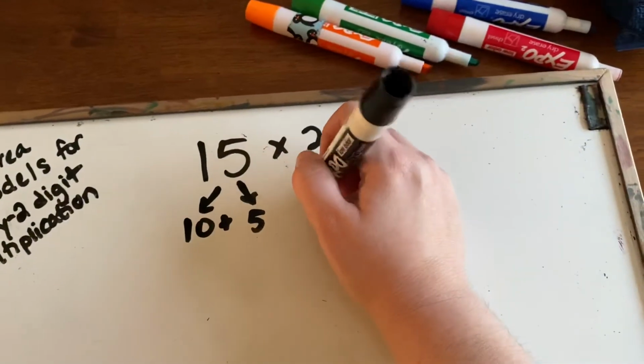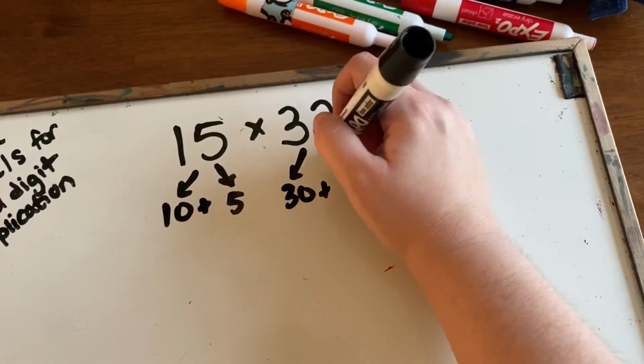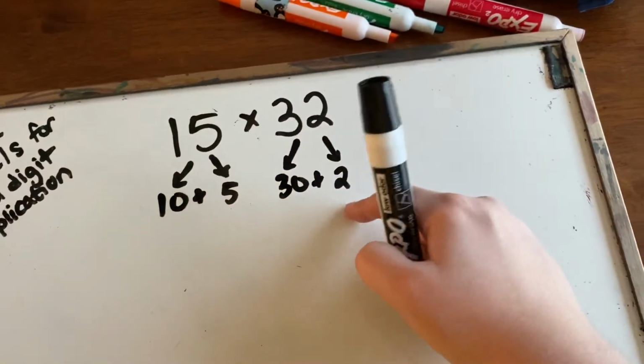Then we're going to split up our other number too. I got 3 in the tens place, which makes it a 30, and a 2 in the ones place, which makes it a 2.